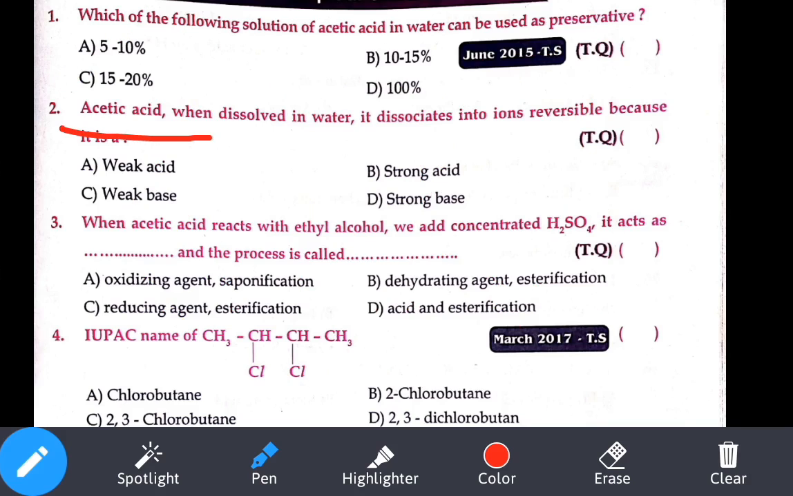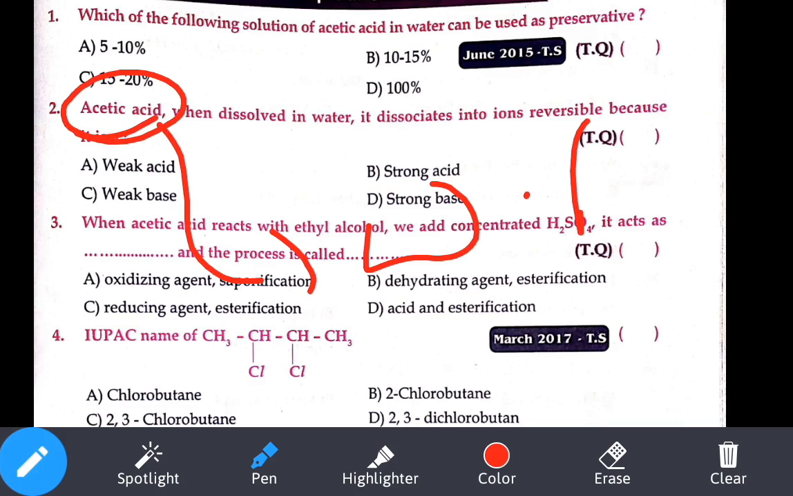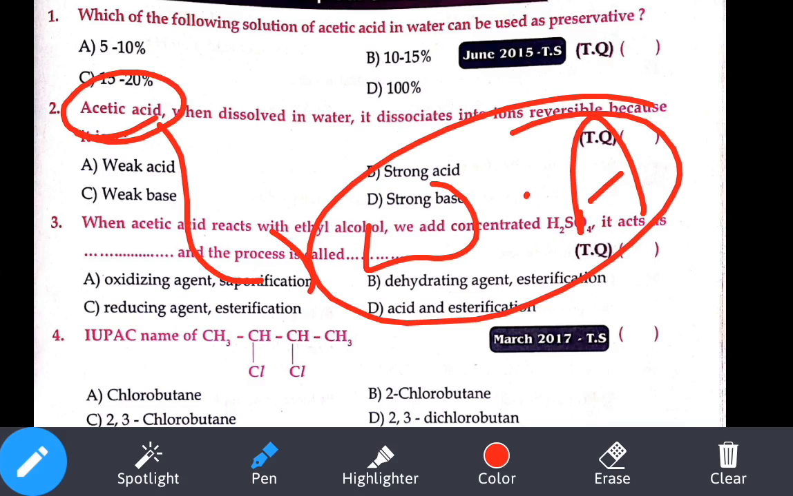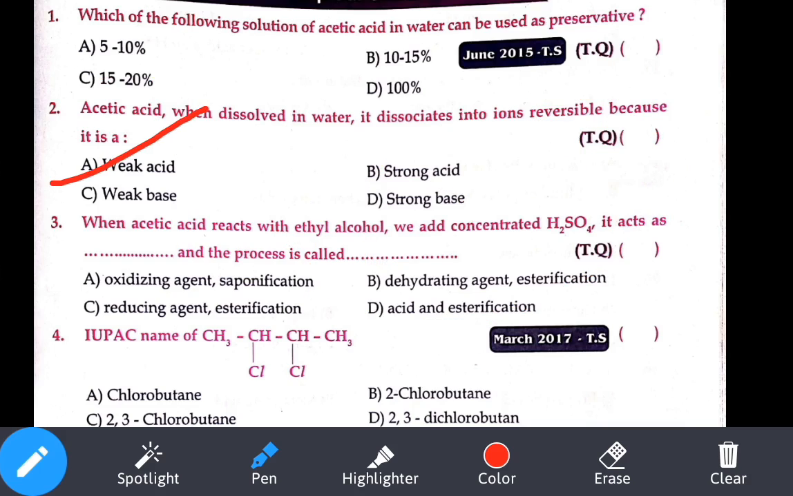Acetic acid, when dissolved in water, dissociates into ions, reversibly, because we already know that acetic acid is a weak acid. Since it is a weak acid, it dissociates into ions reversibly. So option number A.